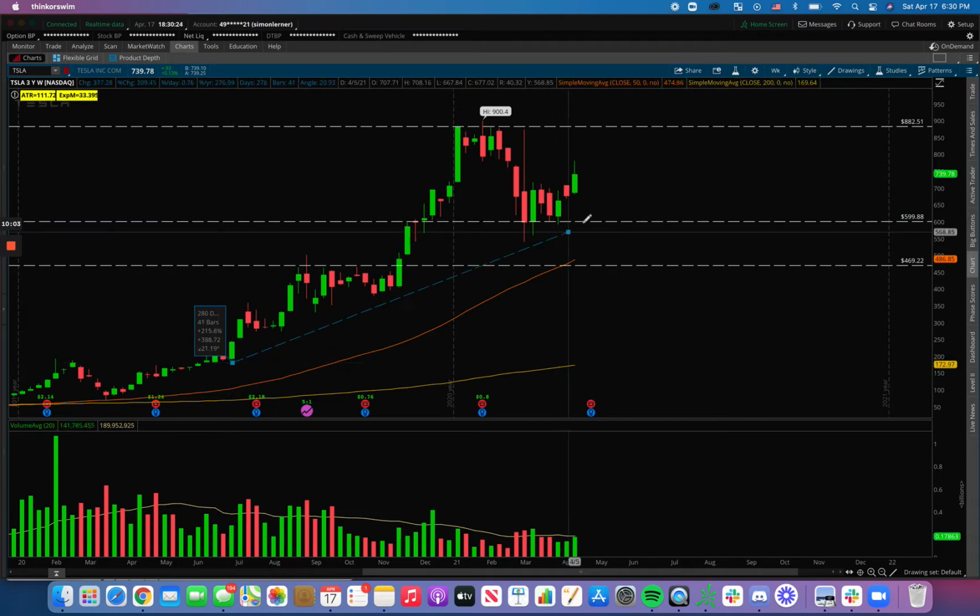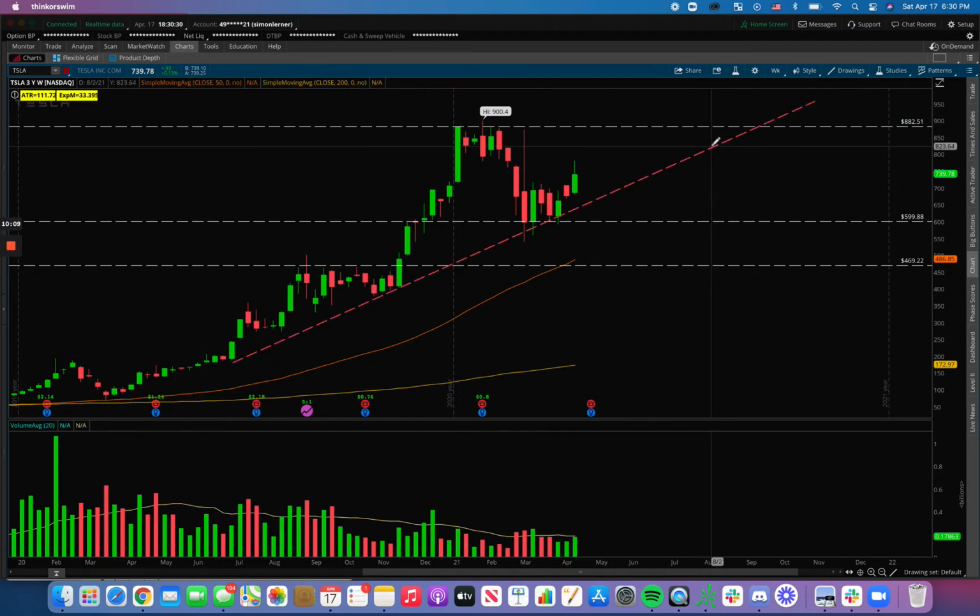So what I'm going to do is simply extend this line like this and connect it. This is our trend line. As you guys can see, we're currently in this long-term uptrend because we're on the weekly long time frame chart, right? What else can we see in here?